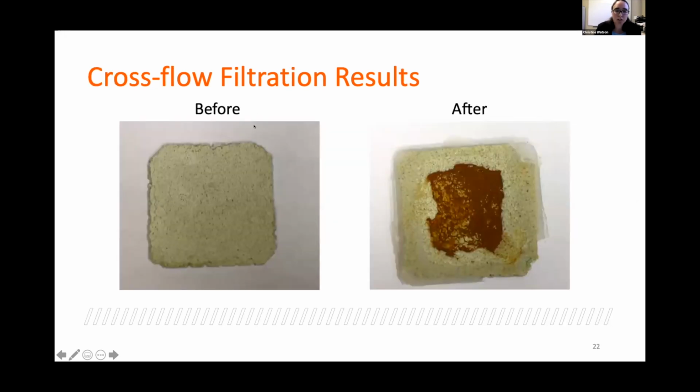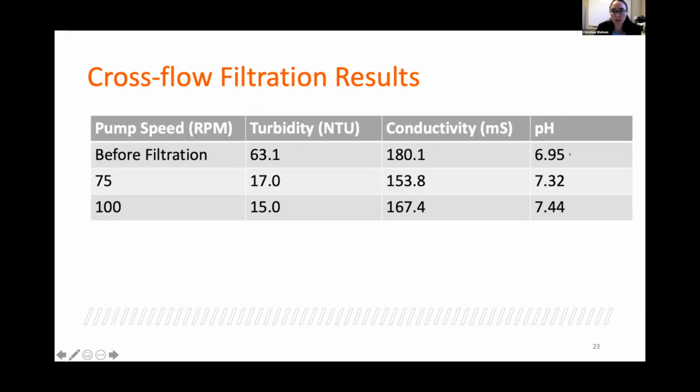Crossflow filtration. In the crossflow filtration, the membrane is approximately 1 inch square. Similar to the inflow filtration, you can see the accumulation of solid particles on the surface. I used the same batch of produced water for inflow and crossflow to get a good comparison. Under 75 RPM and 100 RPM, I got very similar turbidity results as with inflow filtration. The conductivity did decrease a little bit more, and the pH was almost exactly the same as with inflow.